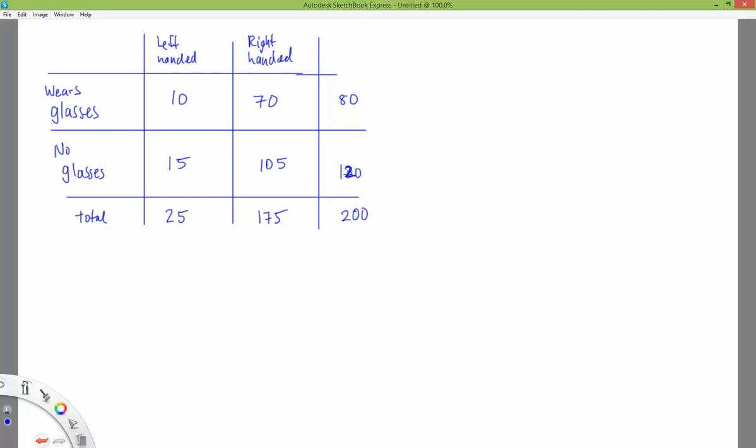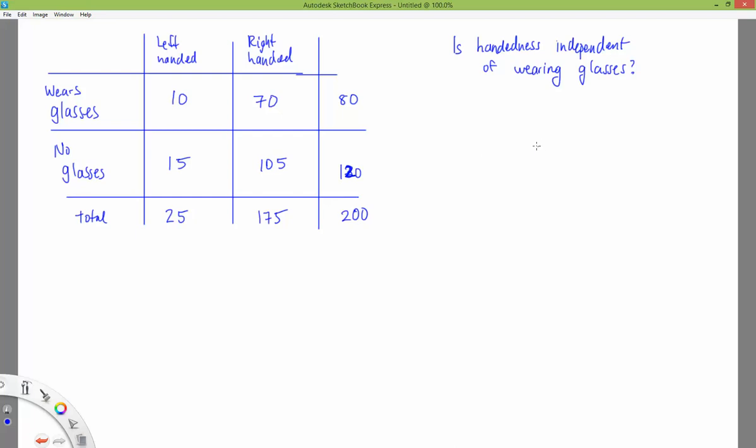Okay, so we'll say: is handedness independent of wearing glasses? Is there a link between the two? Or not?